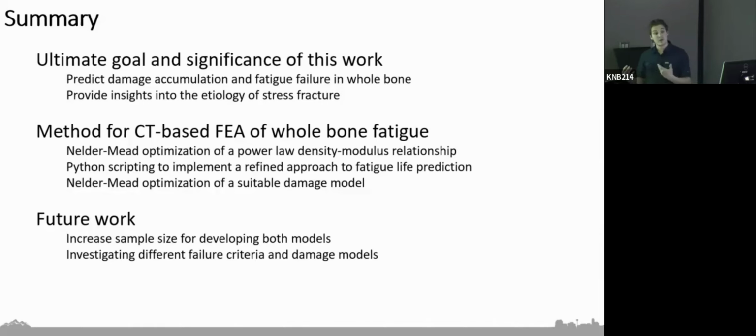So there's plenty more to investigate and improve. First and foremost, we certainly need to increase the sample size when we develop both of these models. That makes it much more robust and hopefully more accurate in its predictions. And we'll also look at investigating different failure criteria and damage models and compare how those perform.